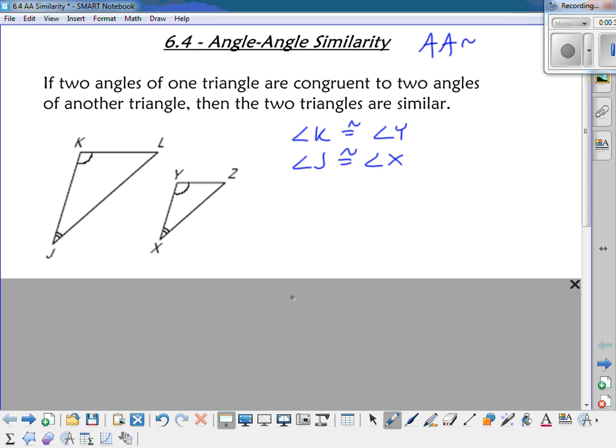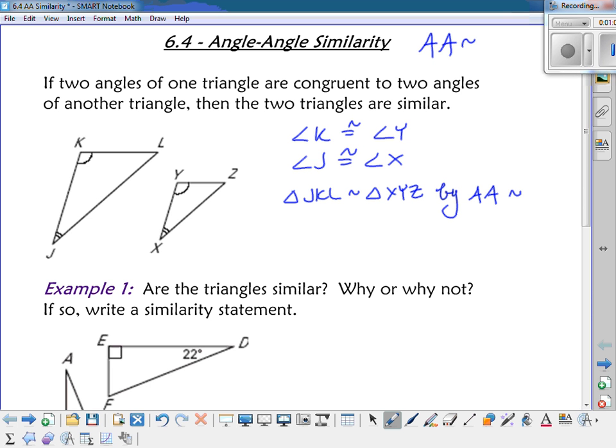So because I have two sets of angles that are congruent, I know that triangle JKL is similar to triangle XYZ by angle-angle similarity. So I don't have to show all three angles are congruent, because by the third angle theorem, once I have two congruent angles, I know the third angle is congruent, and so that would be redundant to go to that trouble. So we only have to show two angles congruent. And then I know that the triangles are similar.